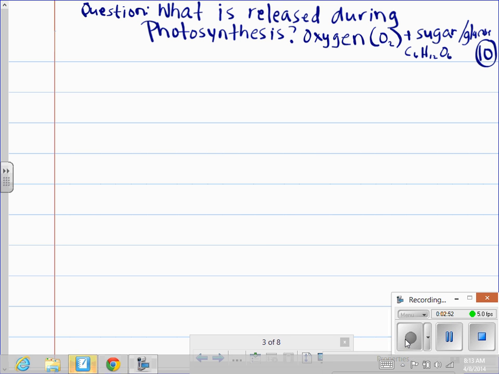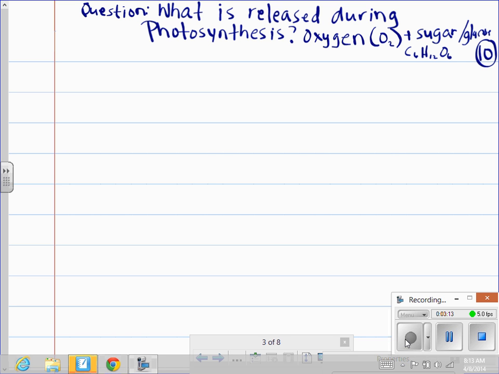C6H12O6. The letters need to be capitalized, and the numbers need to be below the letters as I wrote it, or it's not the same thing. Any questions? All right. Then we're going to start our notes off.